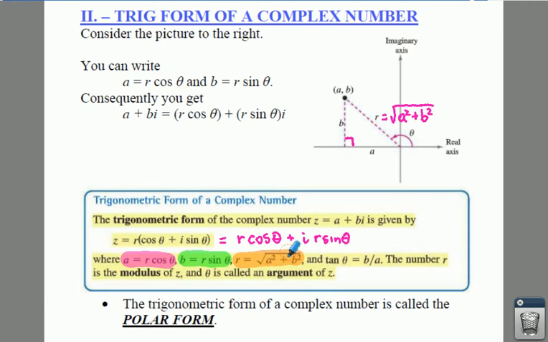Now sometimes you have to figure out your theta. Well, you can't write something in trig form if you don't know what your theta is. So your theta is found by taking the tangent: tangent of theta is equal to b over a. Or the other way to look at it is theta is equal to the arctangent of b over a. Your trig form of a complex number is also called your polar form. We won't talk so much about the polar form, but more so the trig form for right now.